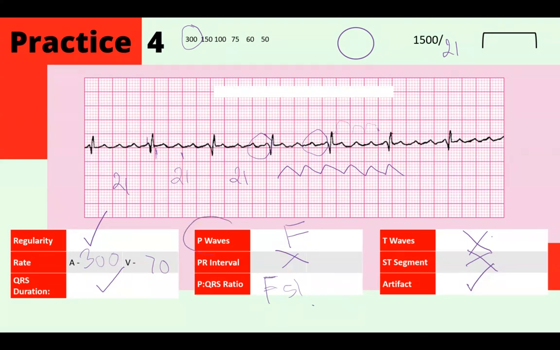So what have we identified as abnormal? We have flutter waves. We have a fast atrial rate with a regular ventricular response. When we put all of those pieces together, this is an atrial flutter.